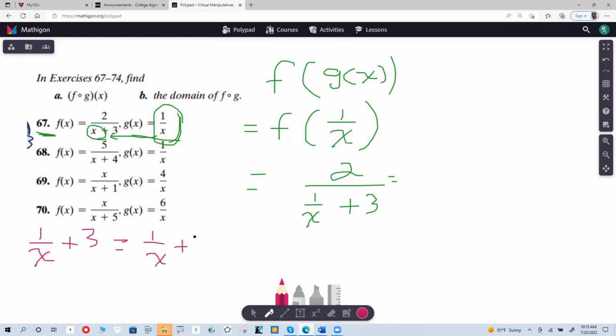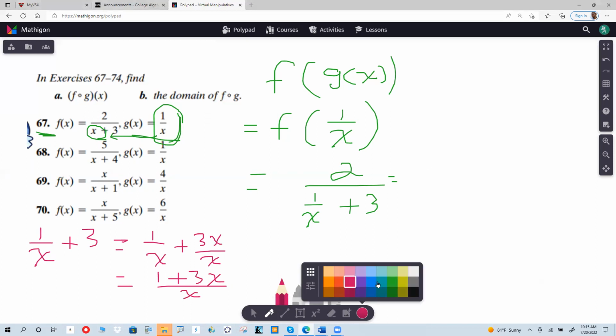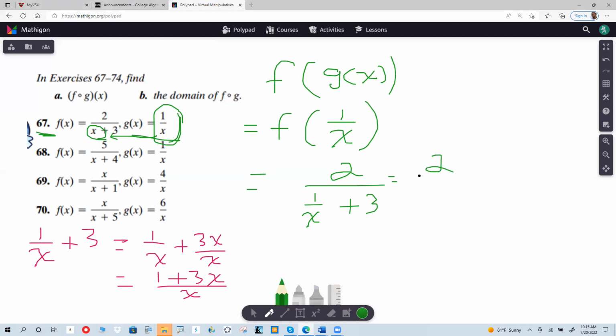We want to have the same denominator. I multiply both top and bottom by x. Now that I have the same denominator x on the top, I write this. Now I'm going to come back and write in green, 2 over this red stuff, which is 1 plus 3x over x. Now, when you have a fraction in the bottom, remember, guys, you can flip and multiply. That's what we're going to do.